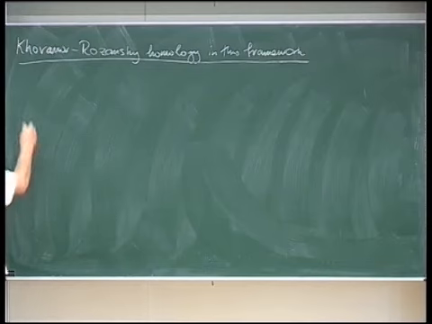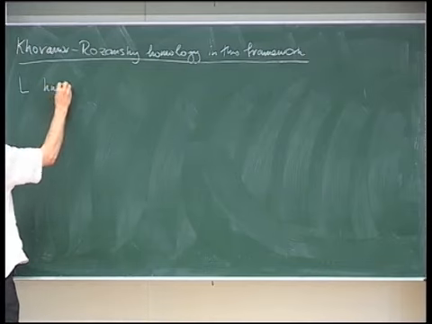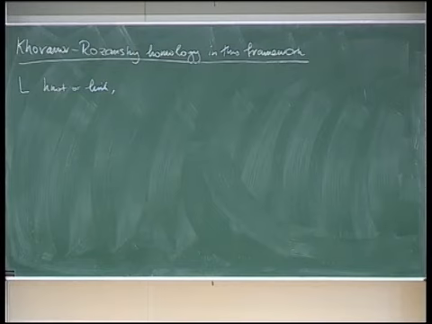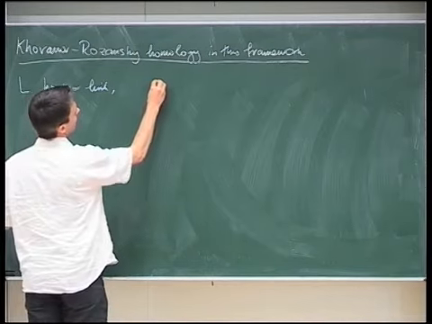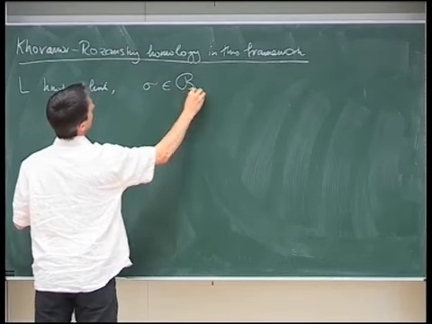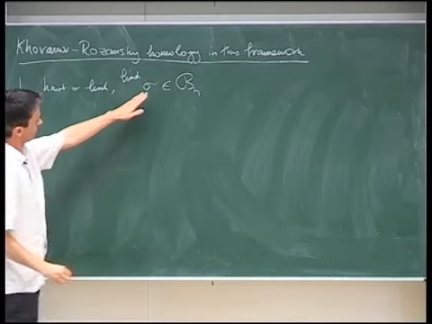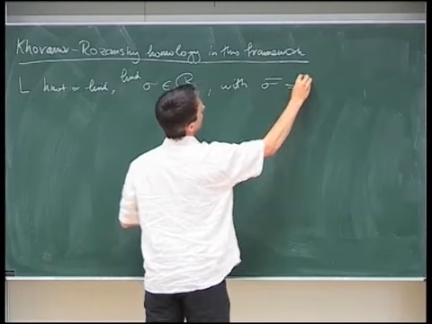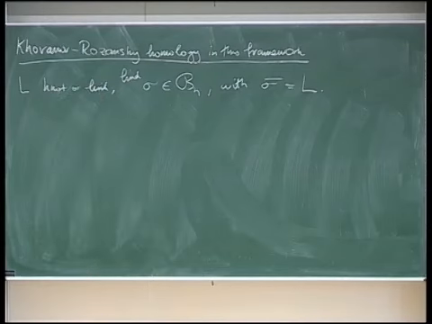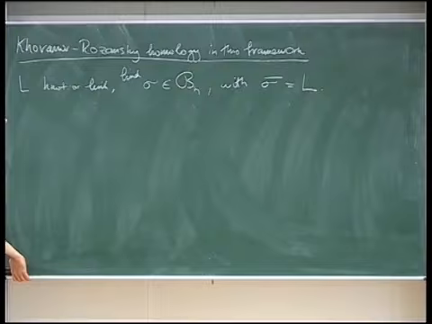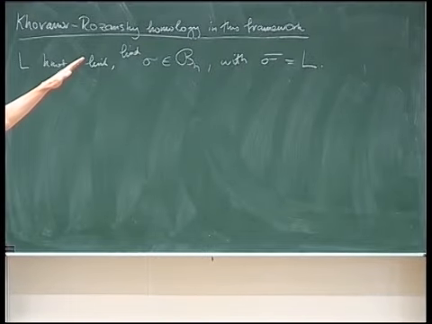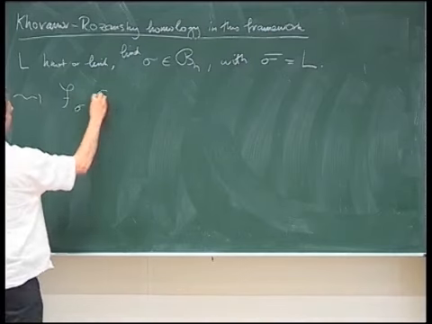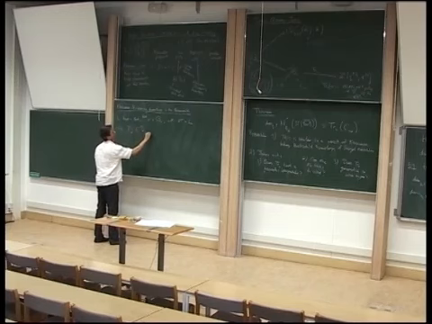So we start with L, a knot or link. And then by what I said before, we can find some sigma in Bn with the closure of sigma equaling our knot or link. And then that arrow there allows us to construct F sigma in D_{B×B}(G).